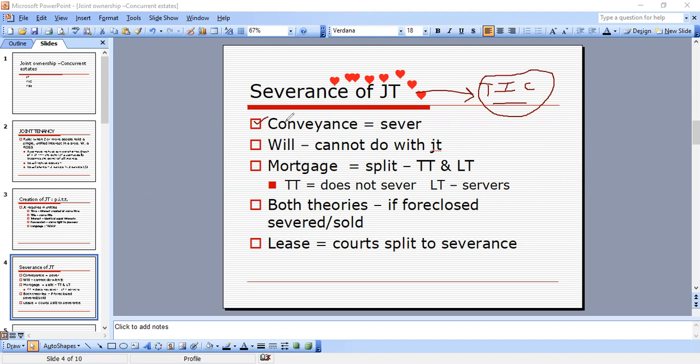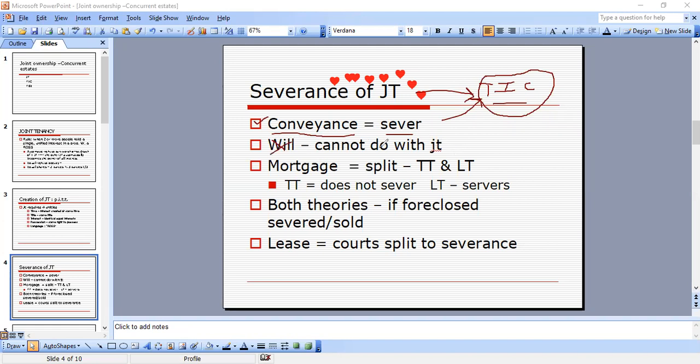Now, a will, so conveyance does sever the JT, which will make it a TIC. A will cannot do that with the JT. So you cannot do a will with a joint tenancy. A joint tenancy cannot be devised by will. Any attempt is void because the decedent's interest is extinguished at death, since his interest automatically transfers to the surviving joint tenant. So not going to work.